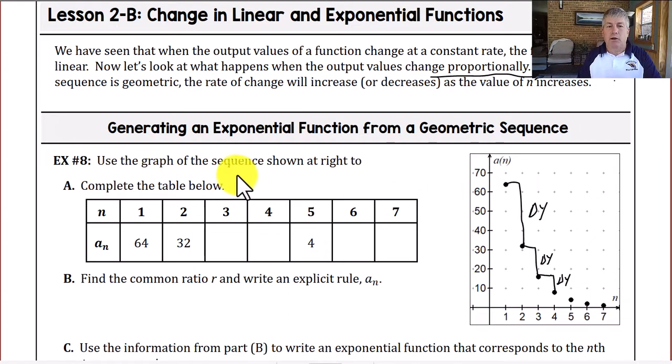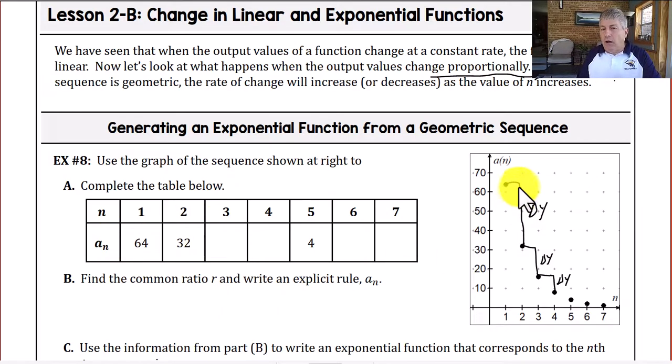In example 8, we want to use the graph of the sequence shown at the right to complete the following table. So in our graph, we can see here that our changes in y are decreasing as our x's are increasing at the same rate. So our x's are increasing by 1s, but our y's are decreasing at a much greater rate. Well, we want to find out what that ratio is. So they ask us to complete the table below and then find the common ratio and write the explicit rule. Well, let's take a look.